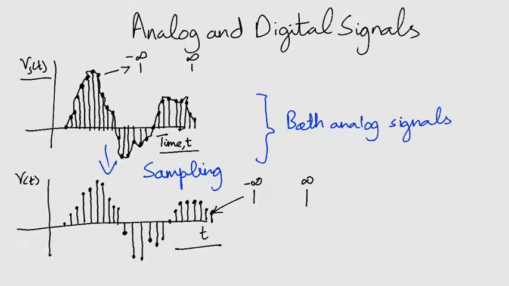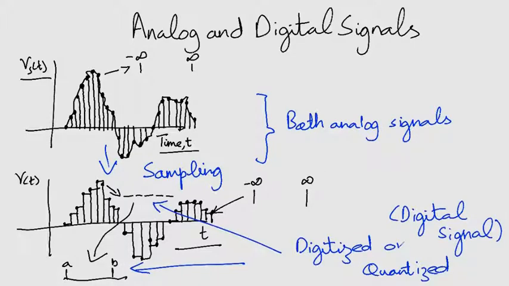If we represent the magnitude of each sample, this dot here, by a number having a finite number of digits, then the signal will no longer be continuous. This is because it can now only take a limited finite number of values. The signal is said to be digitized or quantized and is now what we call a digital signal.